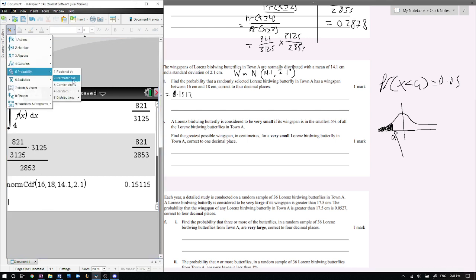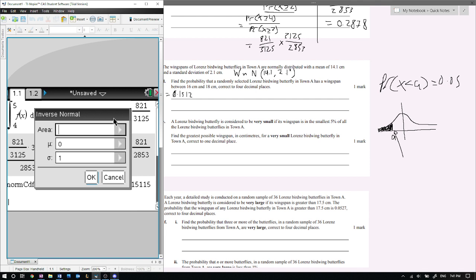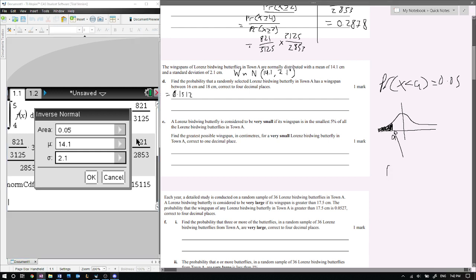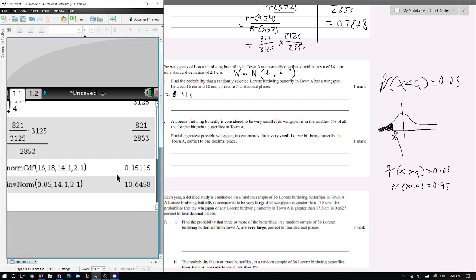So I'd use my calculator. Inverse normal. The area is 0.05 and the mean is 14.1, standard deviation 2.1. And of course, this question we don't have to, but remember to always take the inverse normal from the left tail. Say if it was P(X > a) = 0.05, then you would have to rearrange to make P(X < a) = 0.95. But this question we don't have that, so I'll just click enter. And we get an answer of 10.6458.